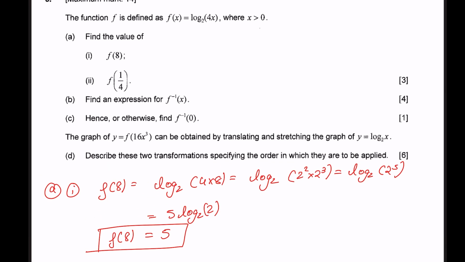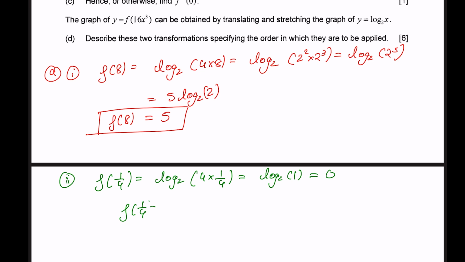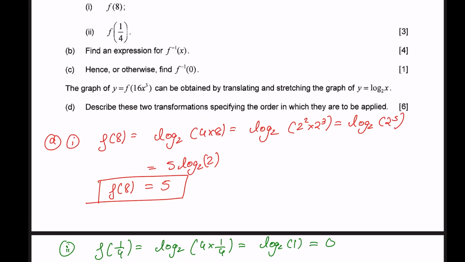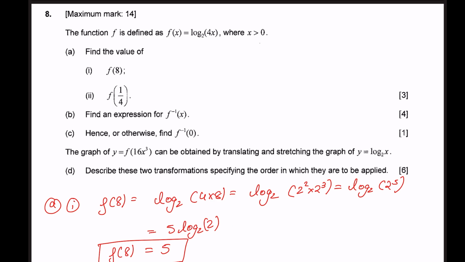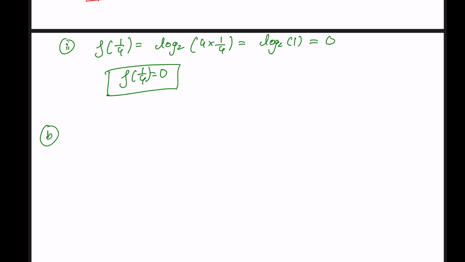Yeah. For the next part, we have to find f of 1 by 4, right? For f of 1 by 4, it will be log base 2 of 4 times 1 by 4, which gets you log base 2 of 1. Log base 2 of 1 is equal to 0. So f of 1 by 4 is equal to 0. That's the answer to the second part. Third part is we have to find an expression for f inverse x, right? For f inverse x, what we'll be doing is we'll be writing it in coordinate form. So y equals log base 2 of 4x. Fine. Now to find the inverse, we have to swap x and y. Okay.